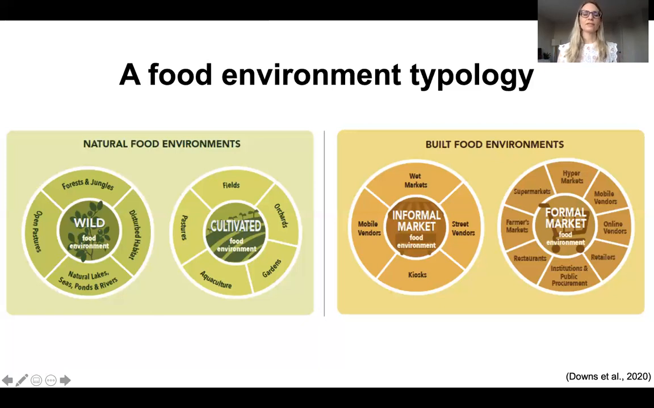So the idea of this was really to think about what are all the different ways in which people living in the developing world, but also beyond the developing world, so also in high-income countries, access food. What are those access points? And so that was the idea of this work.